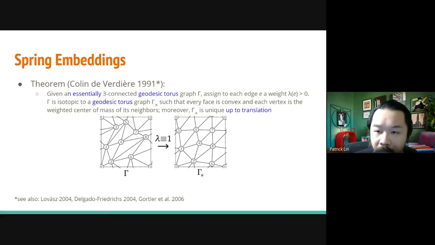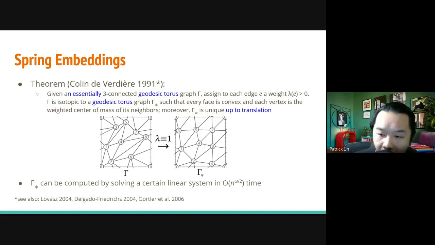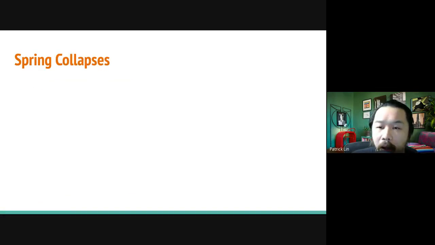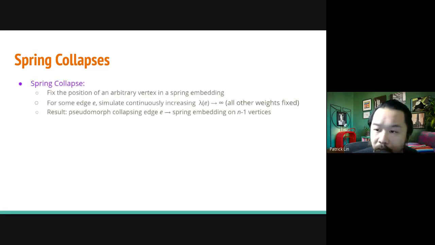And specifically, the way we do it is the following. We're going to really take advantage that on the torus, we can compute this by solving a certain linear system in n^(ω/2) time using toroidal separators and nested dissection, etc. And it's this thing that we're going to call a spring collapse. Specifically, suppose we start off with a spring embedding. We're going to really restrict ourselves to spring embeddings for now, and this is going to be okay.